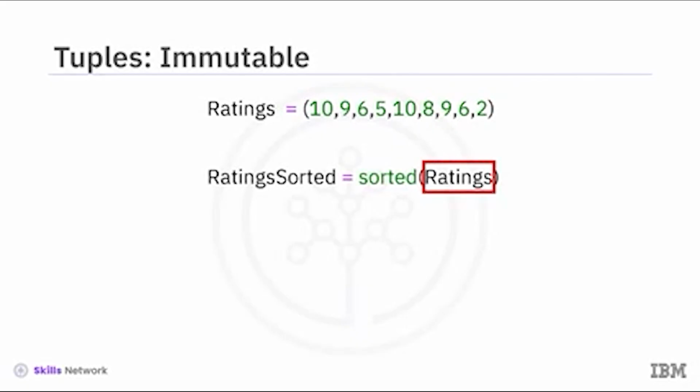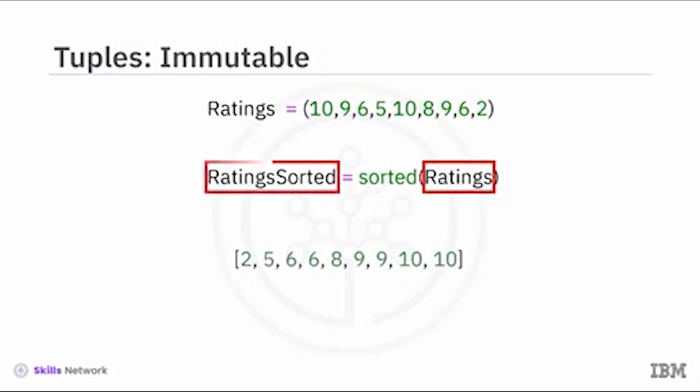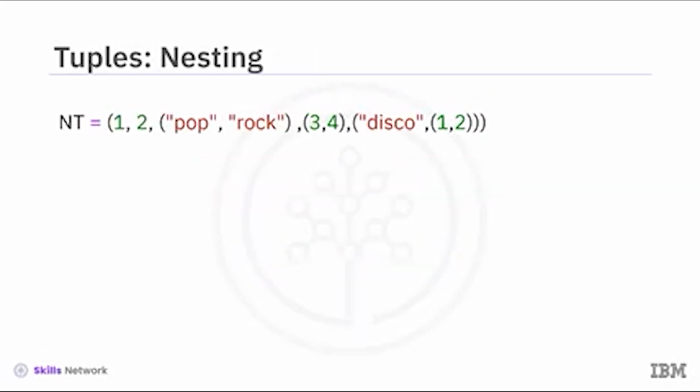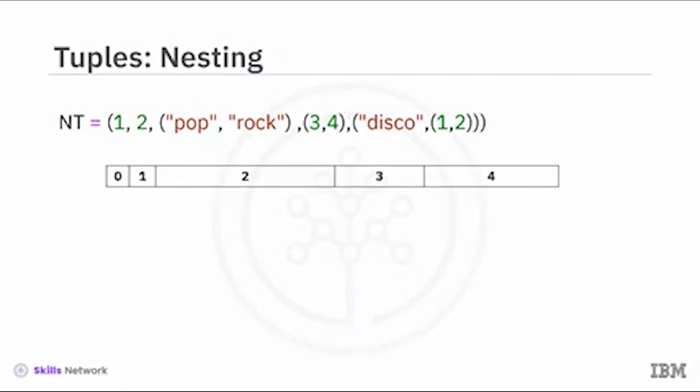The input is the original tuple. The output is a new sorted list. For more on functions, see our video on functions. A tuple can contain other tuples as well as other complex data types. This is called nesting. We can access these elements using the standard indexing methods.